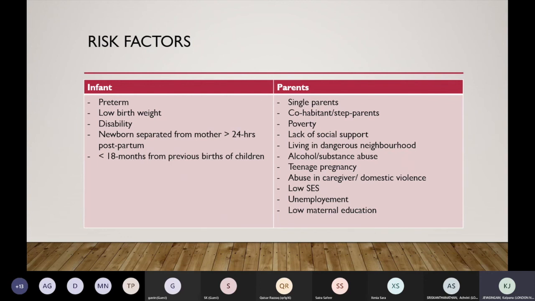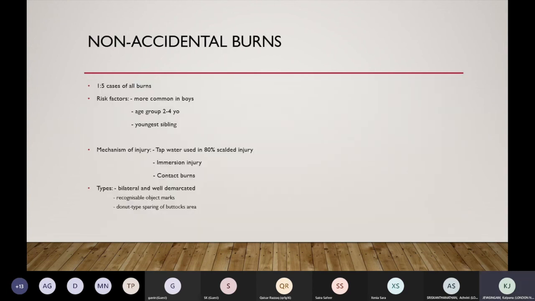In terms of parents, you usually notice that parents who abuse their child might be single parents, might be living with step parents, and generally live in a very difficult situation like poverty, lack of social support, living in a dangerous neighborhood, alcohol or substance abuse, teenage pregnancy. They themselves might have been abused by a caregiver, or there might be domestic violence, low socioeconomic status, unemployment, and low maternal education. And coming to non-accidental burns, probably again a common presentation to A&E.